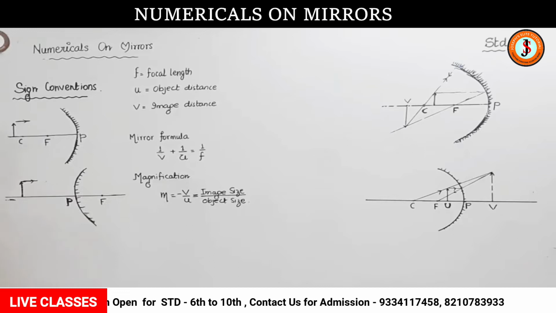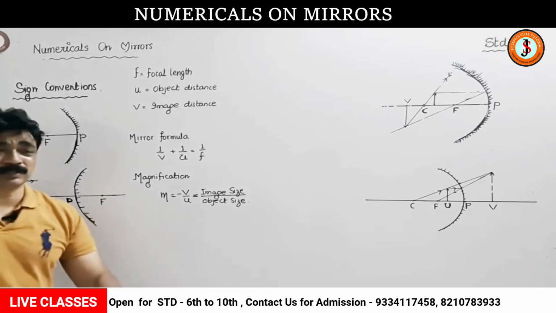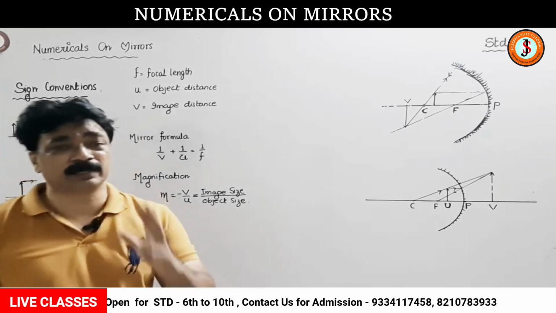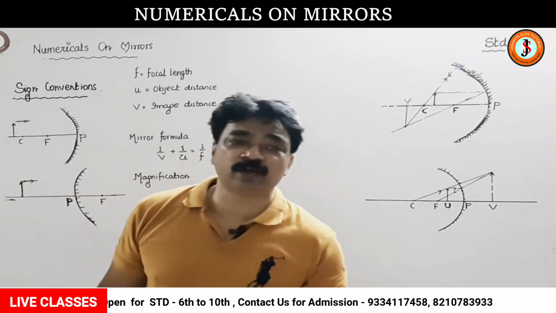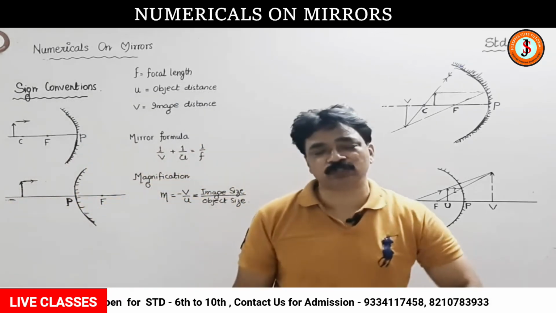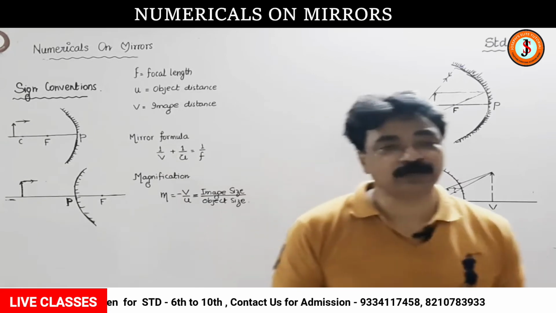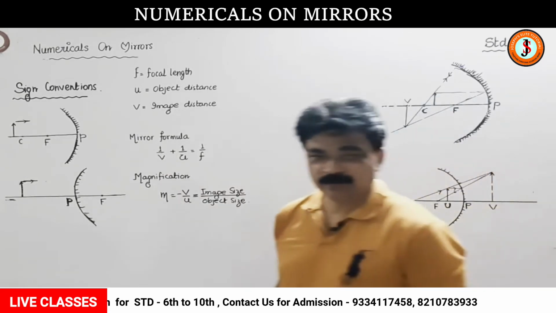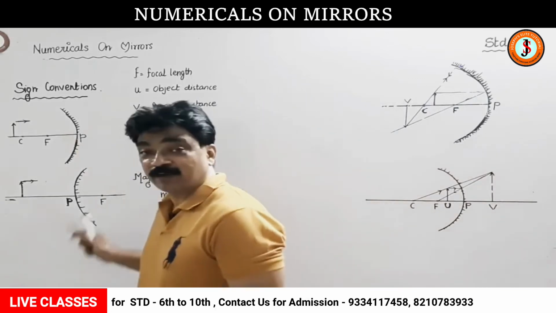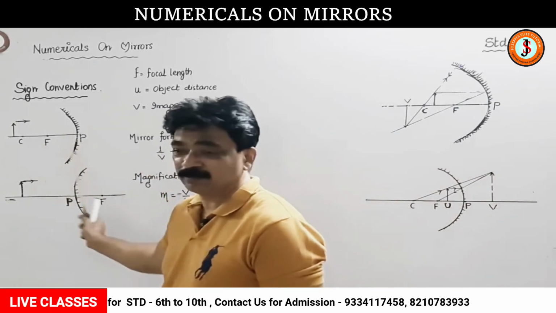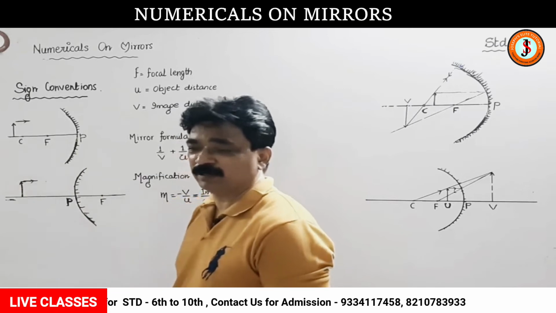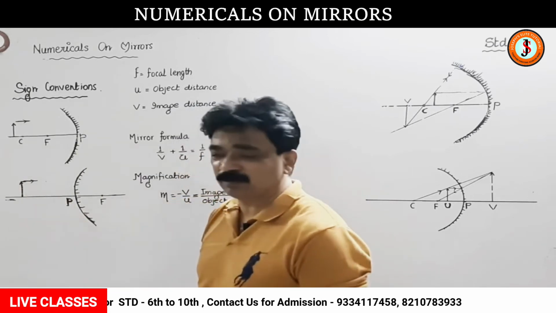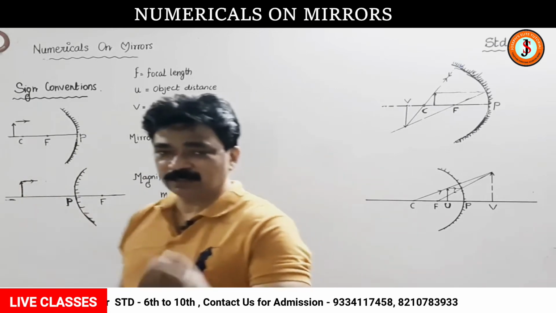So object distance, in the whole chapter of 10th, should always be negative. You don't have to get confused at all. Whether you use or don't use the formula or the sign convention, it will be negative. You should always remember this. F changes: F for a concave mirror will be, since I am going back, what? Negative. And for a convex mirror, it will be positive. So that is the most important.